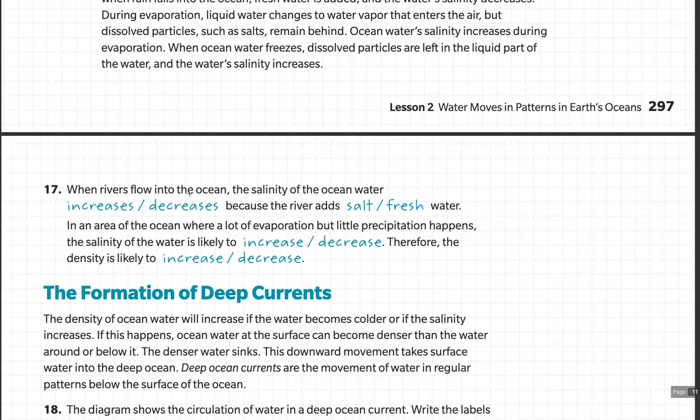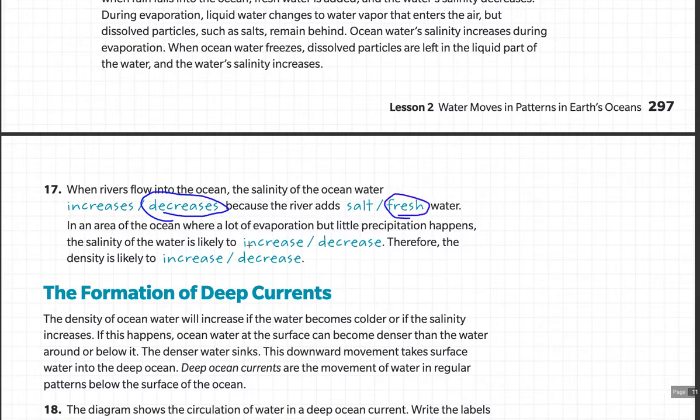So when rivers flow into the ocean, the salinity of the ocean water would decrease because you're adding fresh water from the rivers, right? Rivers are fresh water. So they're adding fresh water to salty water. So it's going to decrease the salinity because the river adds fresh water.